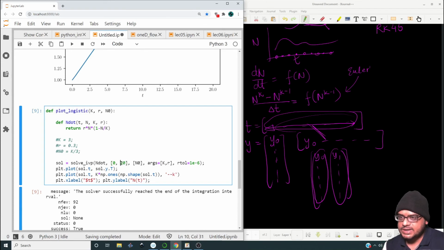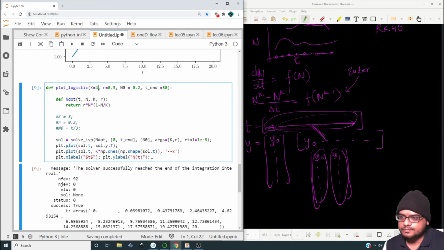This is going to be t_end. Let us not hard code this. So t_end, and why not, let us pass t_end as an input to the function as well. Let us put default values of 30 for t_end, n0 as 0.2, r as 0.3, and k as 4. So these are the default values.